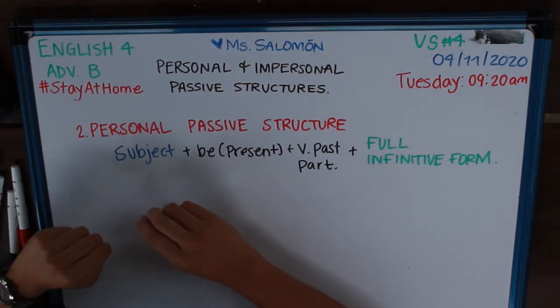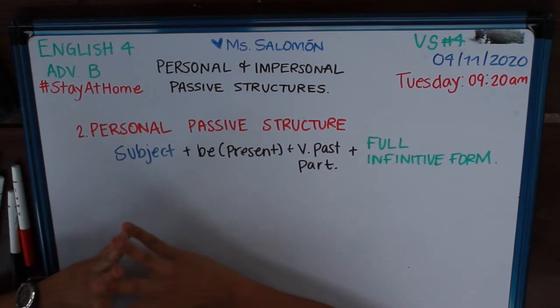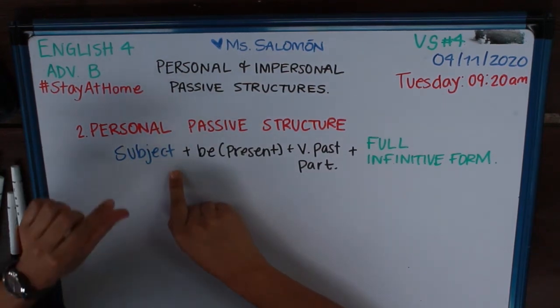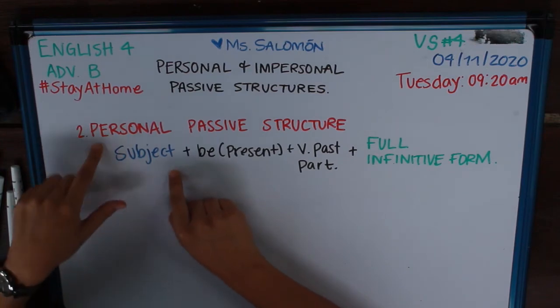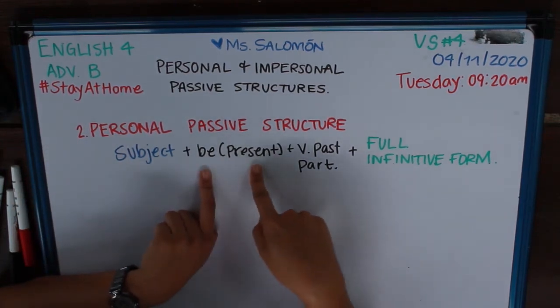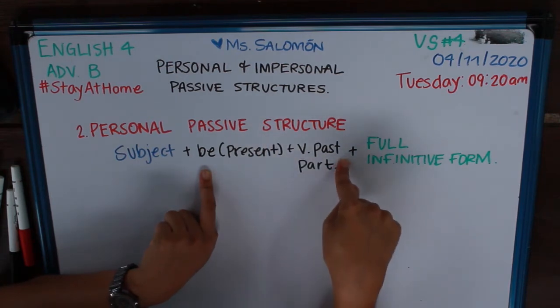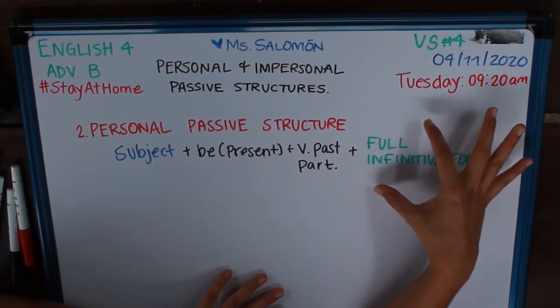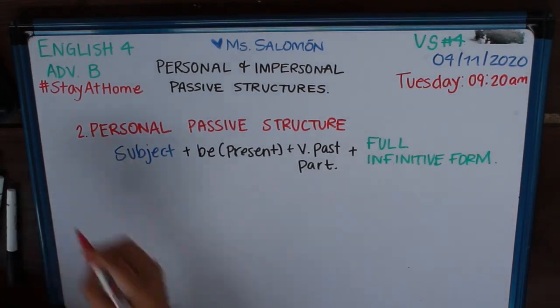And the second passive structure, or the personal passive structure, we modify certain aspects. Instead of starting with an impersonal subject, we are going to start with a personal subject, followed by the verb to be in present simple, followed by the main verb of the sentence in past participle. And we need to add the full infinitive form of the verb, okay? I'm going to give you an example.